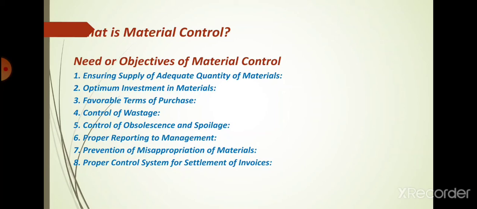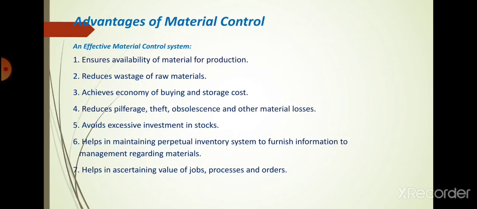So, proper internal check of receipts, issues and consumption of raw materials helps in the prevention of misappropriation of material by the employees. The last can be a proper control system for settlement of invoices. A supplier's invoice is to be paid only after verifying the physical receipt of materials to avoid excess payment to the suppliers.